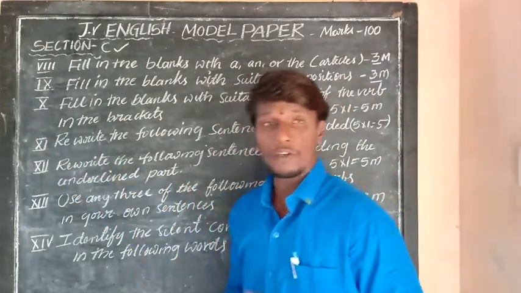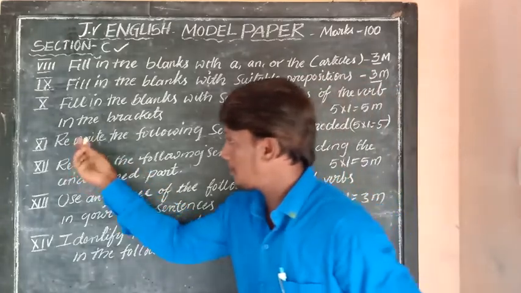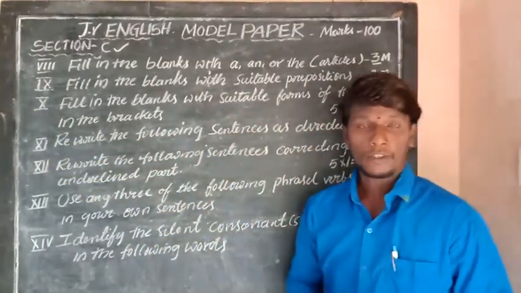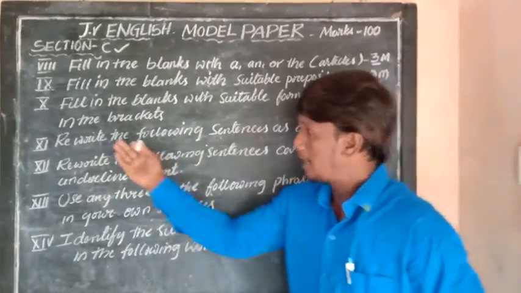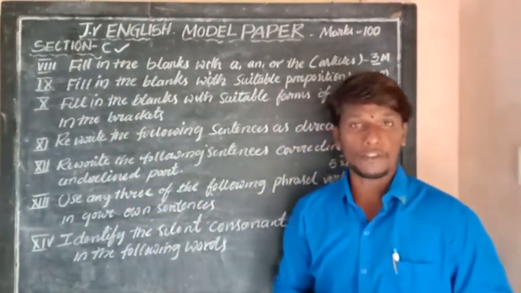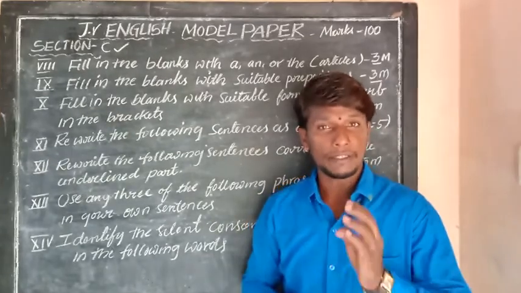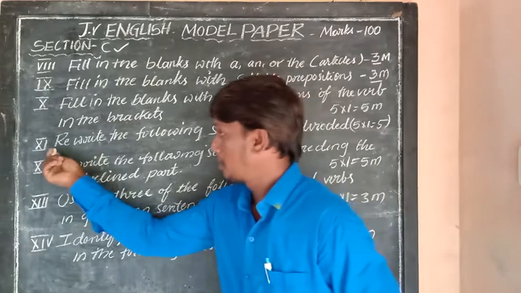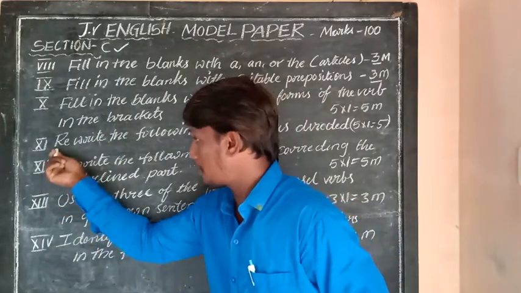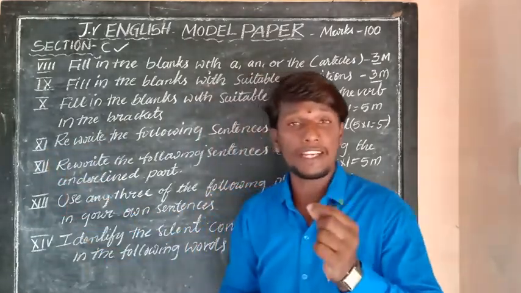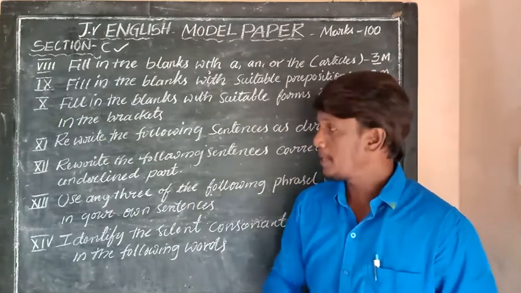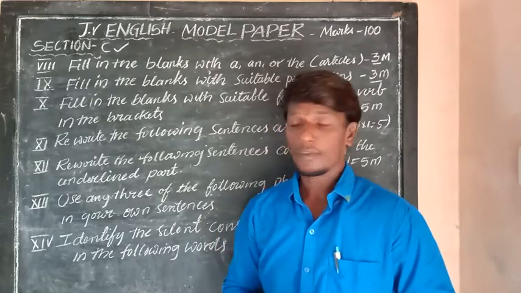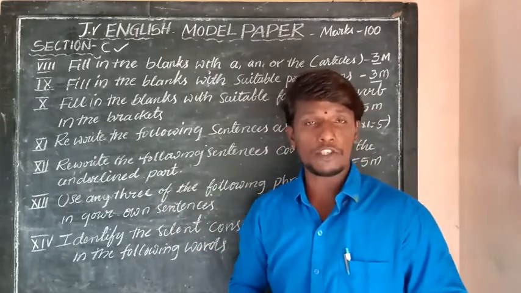Now let's move on to question number 11. Rewrite the following sentences as directed. This is a very important question, and 5 different grammar topics will be tested under question number 11. The very first grammar topic is active and passive voice. An active voice sentence is given, and you need to change that active voice into the passive voice.